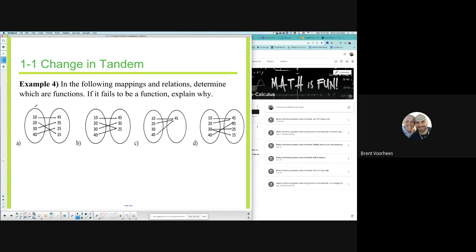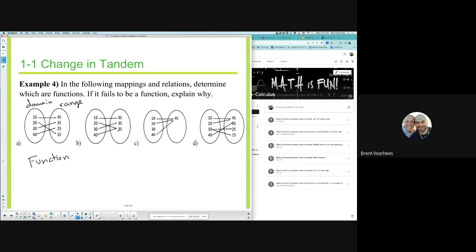So the first circle is always your domain. I'm just going to put domain here. The second circle represents the range whenever you do this. You always go in that order, domain to range. So check out your domain here. Does each domain element have one and only one y? Yes. Range. All right, this is a function. Good.